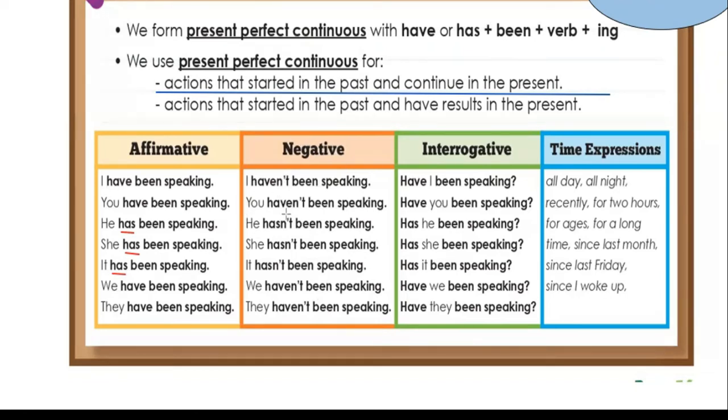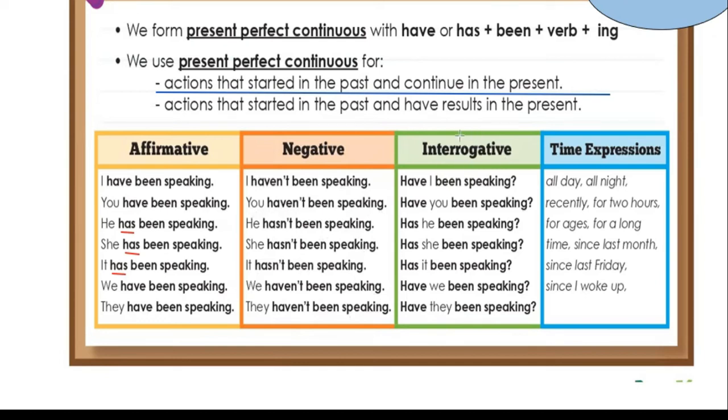Okay, and we form the negative sentences like this. The subject, have or has, plus not. Okay, you can combine the words too. And then been, and finally speaking. You can say you haven't been speaking, it hasn't been speaking, they haven't been speaking. Remember that you can say any verb, not only speaking. I haven't been writing, I haven't been working, she hasn't been writing, okay? You can replace this word for any other that you want to use.